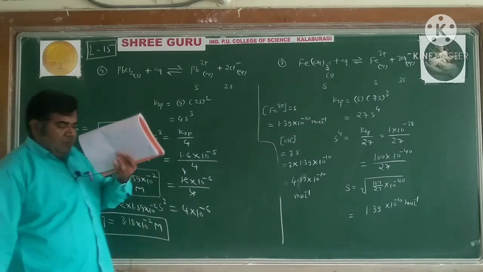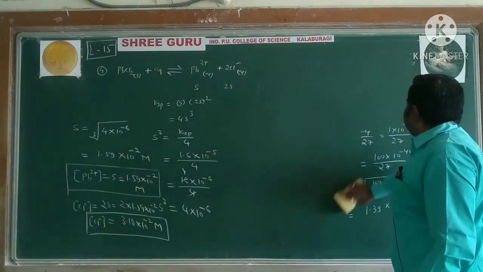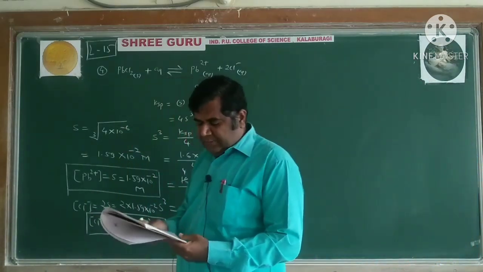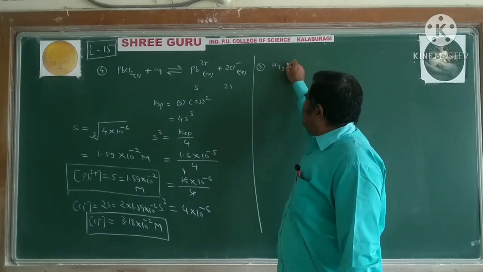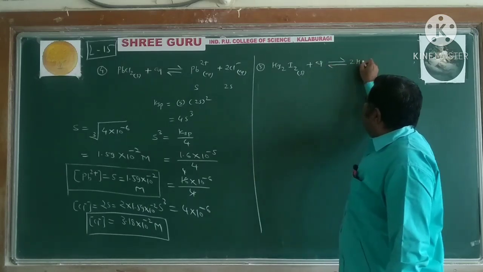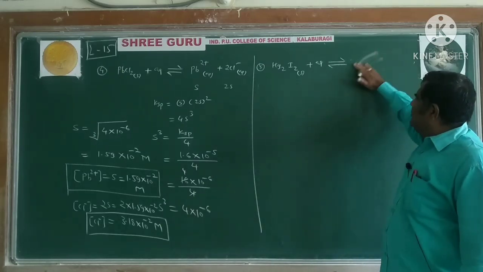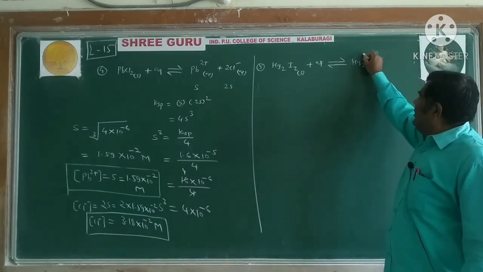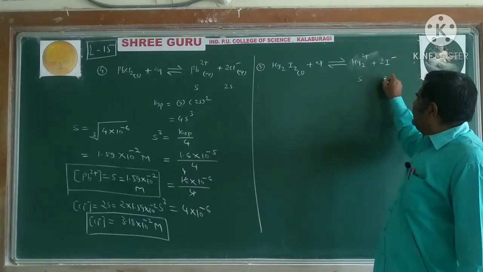Now the fifth part of this question. Regarding Hg2I2, mercurous iodide, Hg2I2 in aqueous medium gives Hg2 plus 2 and 2 I minus ions. That's how it gets dissociated. It is S and this is 2S.